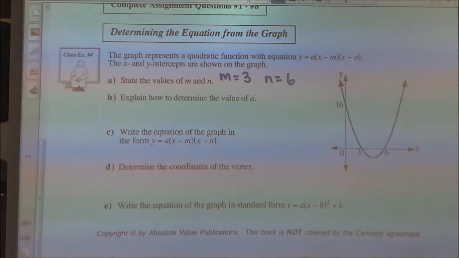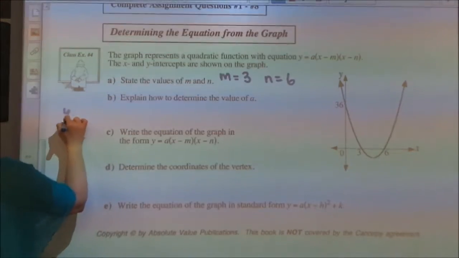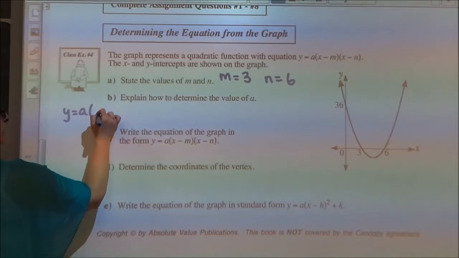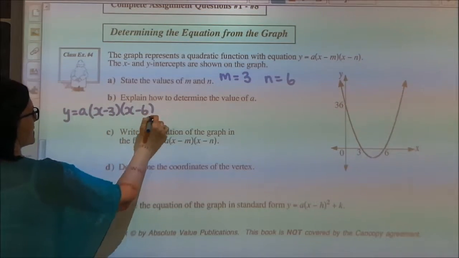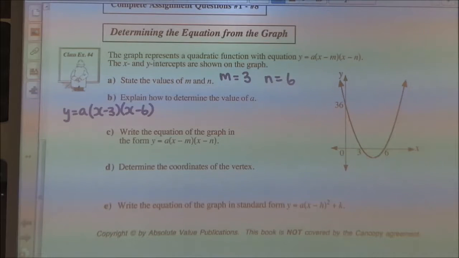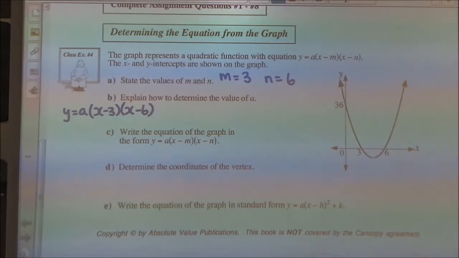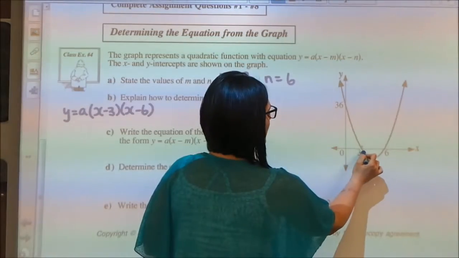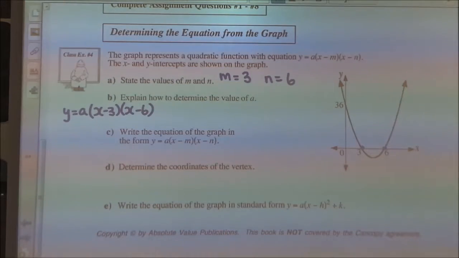So if I put that into the equation, what I get is that y equals A times x minus 3 times x minus 6. Now I need to solve for that A. So the way to solve for the A is you look for another point on the graph that we haven't used yet. So we've used this one, and we've used this one. Is there another point on the graph that is marked that we can use?